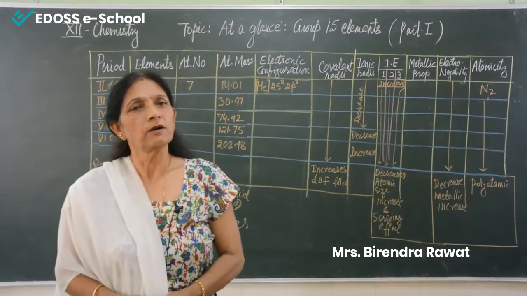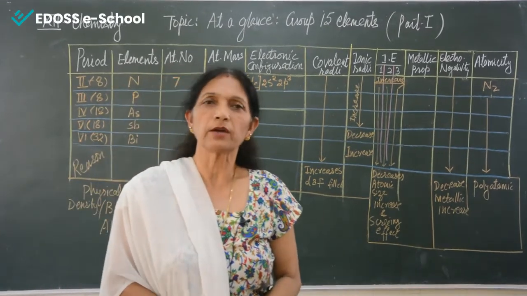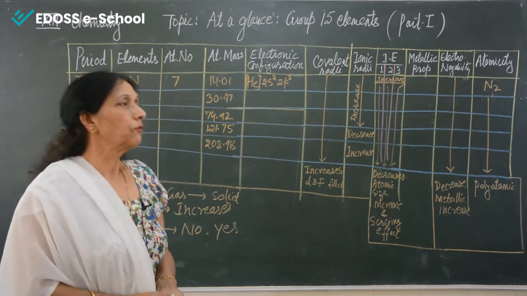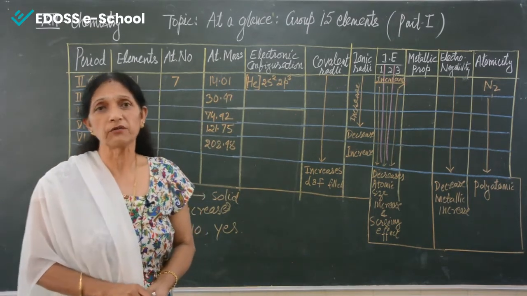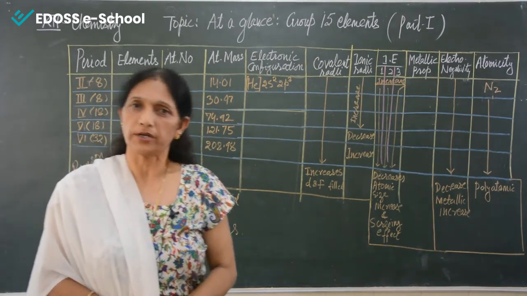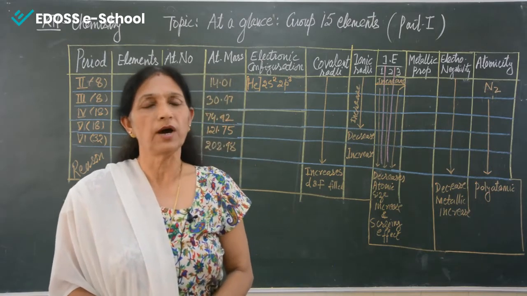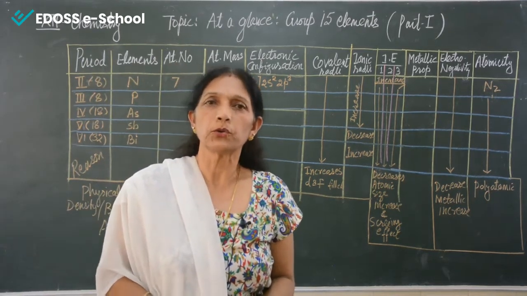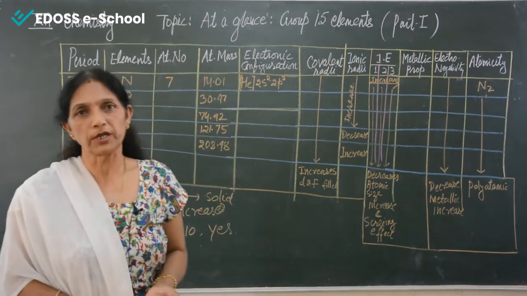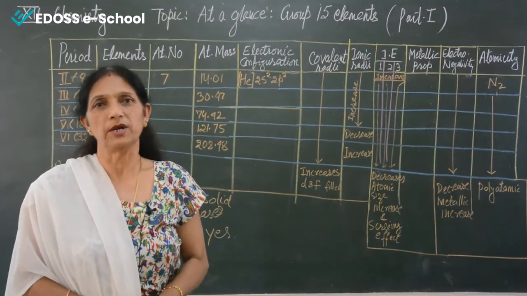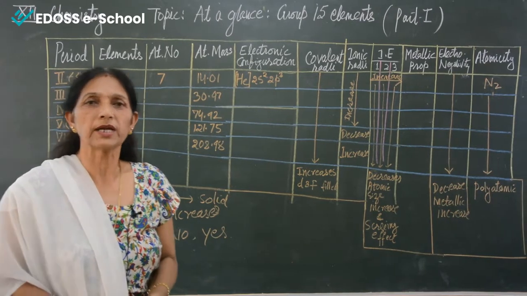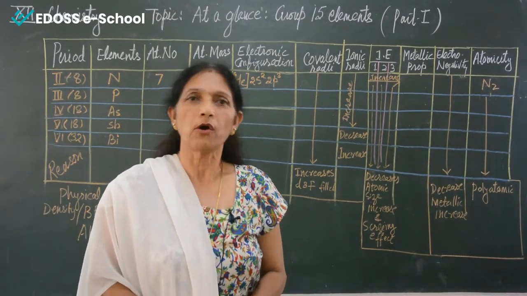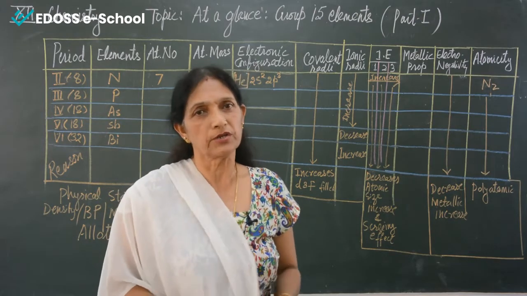You study all the elements group-wise according to the periodic table. But it becomes very difficult for us to understand the properties. We know properties are physical properties and chemical properties. So today we are taking the physical properties of group 15 elements at a glance. We can easily understand how the properties are either increasing or decreasing, and what the reason for that is.